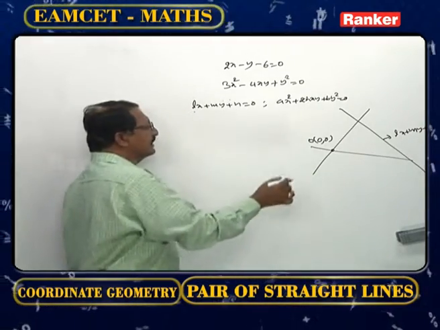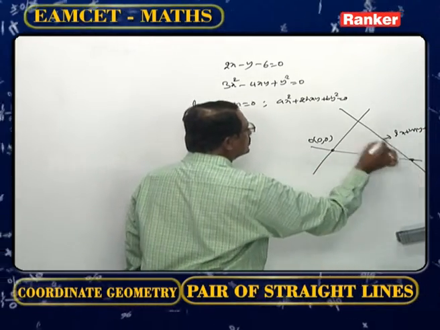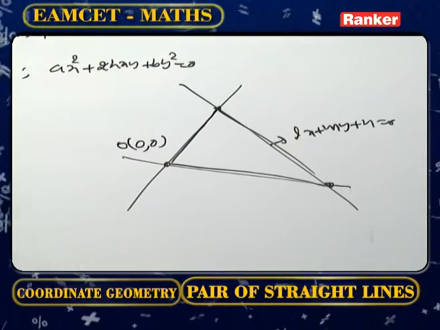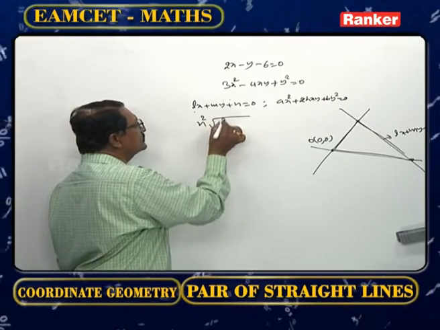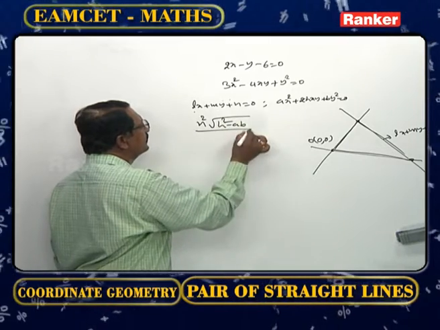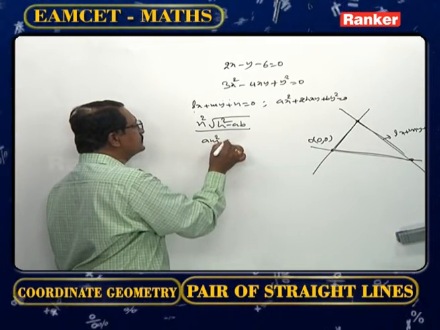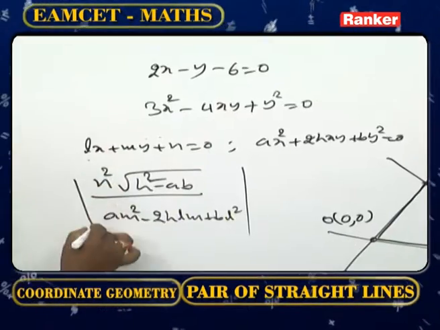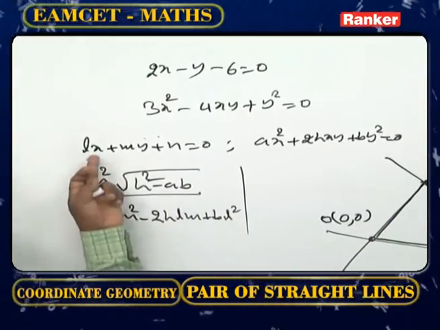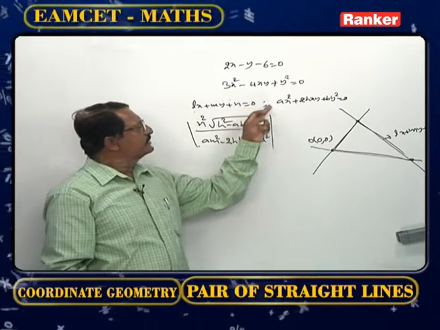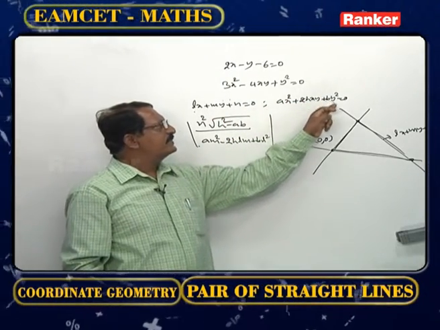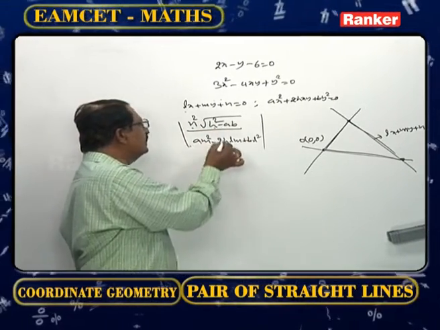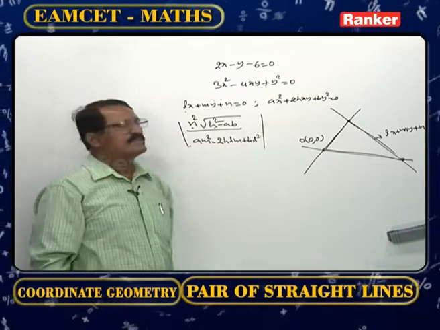Now, the area of the triangle formed by the three lines is required. That equals n square into square root of h square minus ab by am square minus 2hlm plus bl square, mod, square units. The area of the triangle formed by the lines lx plus my plus n equals 0 and ax square plus 2hxy plus by square equals 0 is n square into square root of h square minus ab by am square minus 2hlm plus bl square.